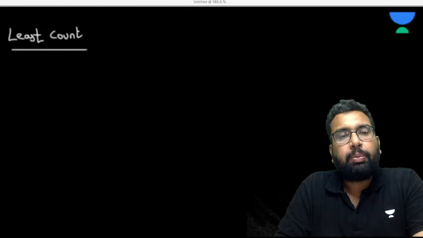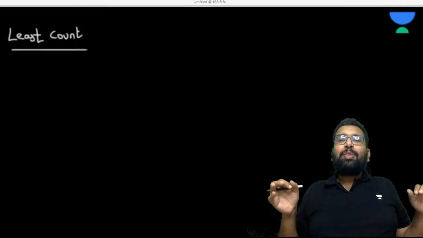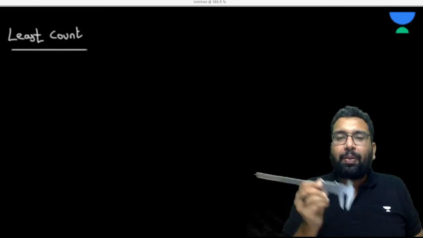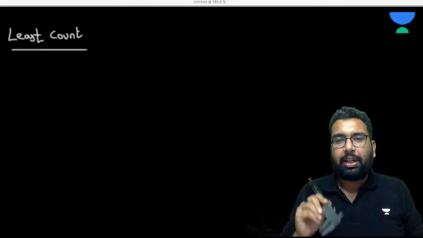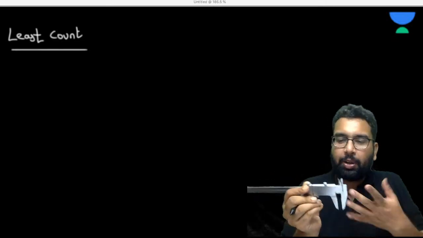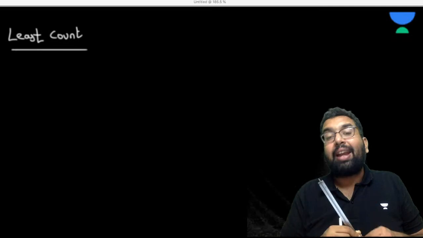Why, sir, this is most difficult? You are saying to teach, not to understand, to teach. Because see, this is something very practical. That is why I have brought the Vernier caliper from my university laboratory. It is not going to help you a lot because you cannot see the divisions here, but just to have a practical kick.